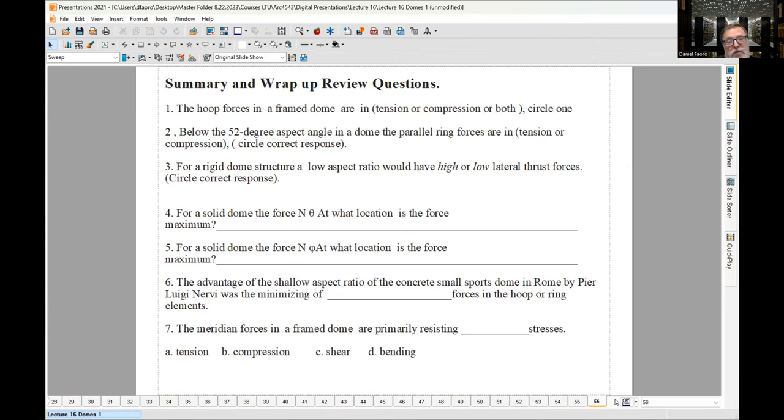The meridian forces in a frame dome are primarily resisting what? A, B, C, or D? It's only one. What are the arch and meridian forces resisting? What does an arch resist when it's solid? Compression.